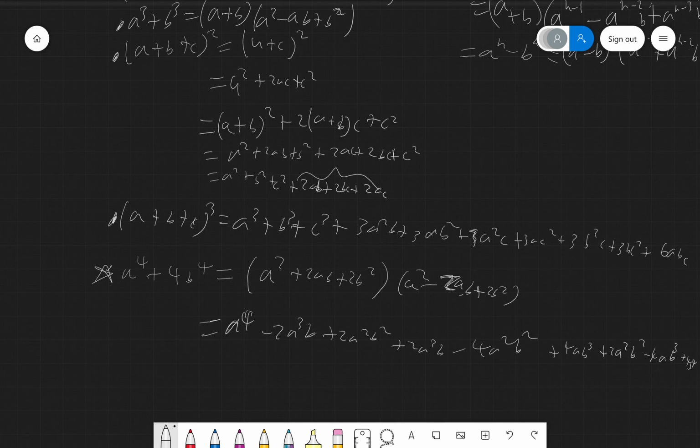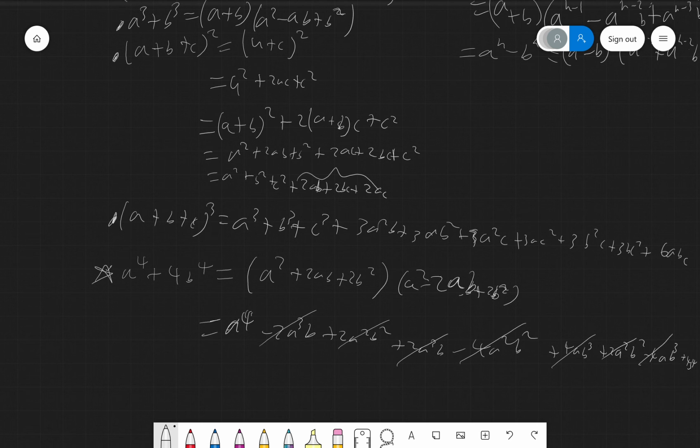Now we see that negative 2a cubed b and 2a cubed b cancel. The 2a squared b squared plus 2a squared b squared become 4a squared b squared, and they cancel with the negative 4a squared b squared. Then the 4ab cubed terms cancel, and you get a to the fourth plus 4b to the fourth. Okay, so I was right. Good. So I'm going to rewrite this. Okay, cool.